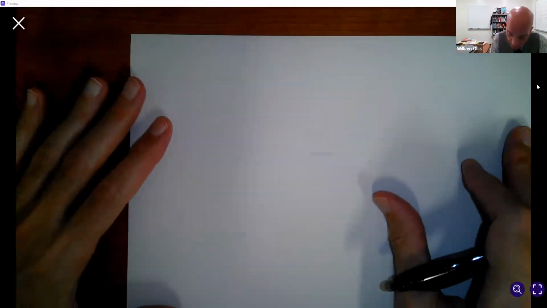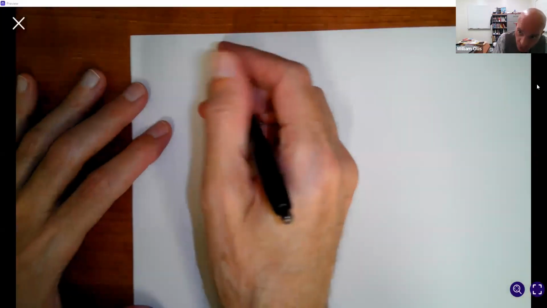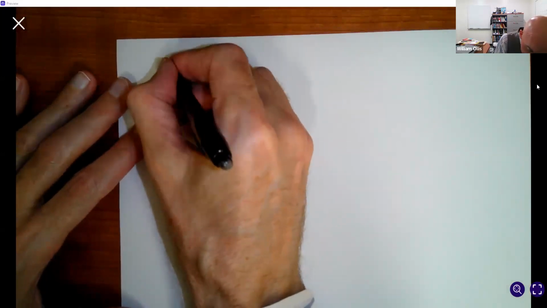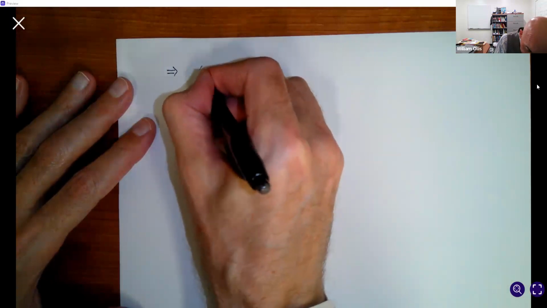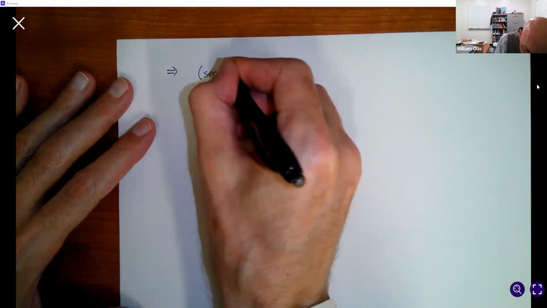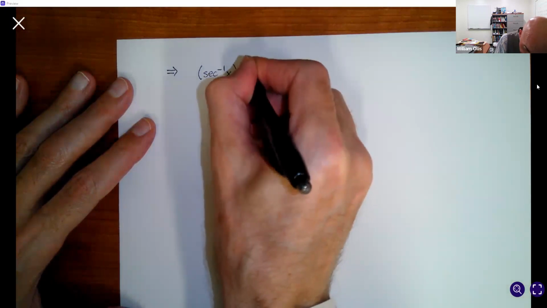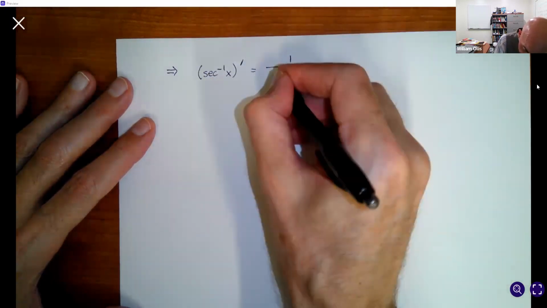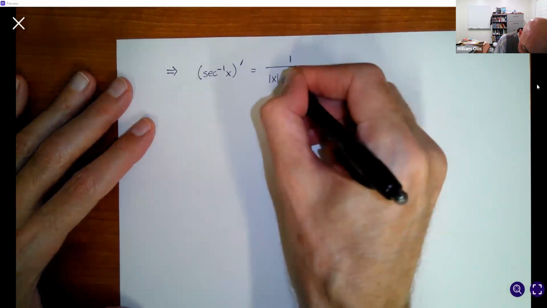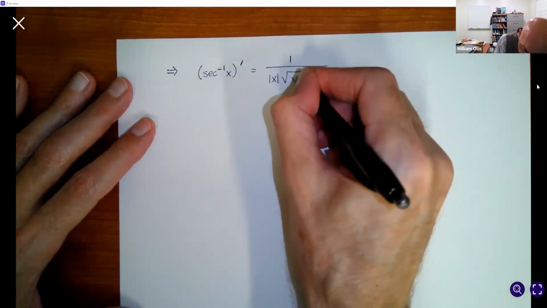So now we have a summary. What you're seeing is that by looking at this in terms of the implicit technique, we have a very convenient way of determining the derivative. So now this implies, as I've combined the cases, the derivative of secant inverse of x is just 1 divided by the absolute value of x times the square root of x squared minus 1.